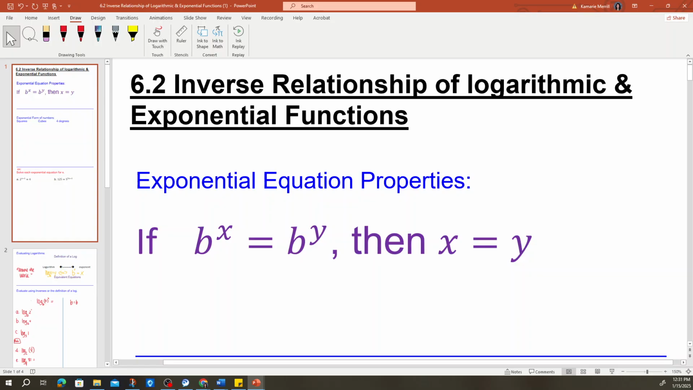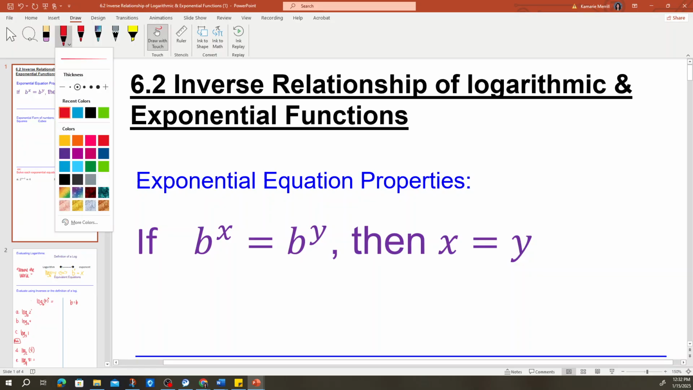Okay. All right, we're moving into our 6-2, which is inverse relationships between logs and exponents, exponential functions.